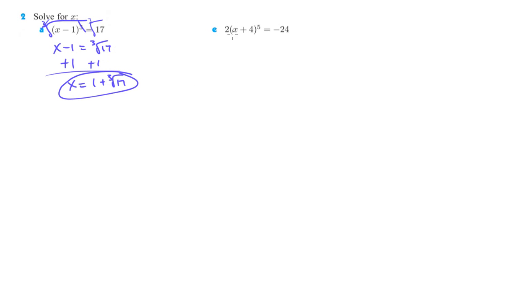Okay. For E here, first thing we want to do is divide both sides by 2, and we get x plus 4 to the fifth power equals negative 12. To get rid of that fifth power, we want to take the fifth root of both sides. That fifth root and fifth power cancel out. We get x plus 4 equals the fifth root of negative 12.